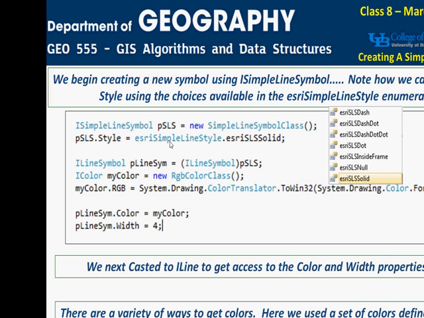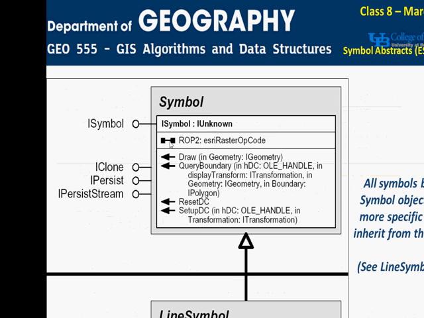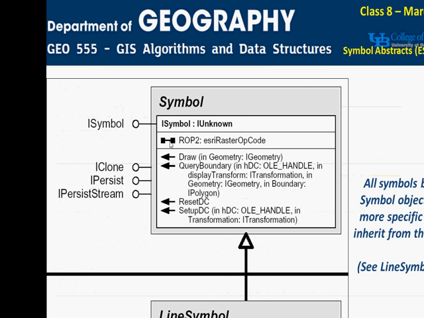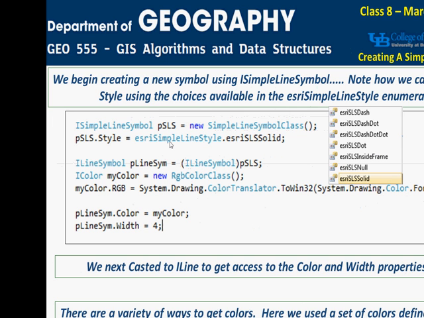But here, this gets a little tricky. Let me go back a slide to remind you how simple line symbol is the grandchild. There's also this line symbol parent that has 2 more generic properties on line symbols, color and width. So we need a cast so that we have 2 variables on this line object using 2 different interfaces. Because we want to use the ILineSymbol parent interface to define the color, as shown here.